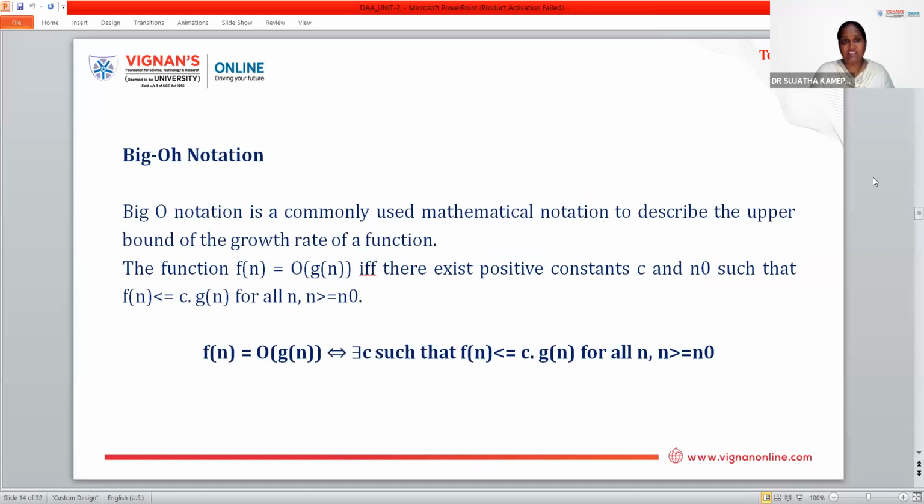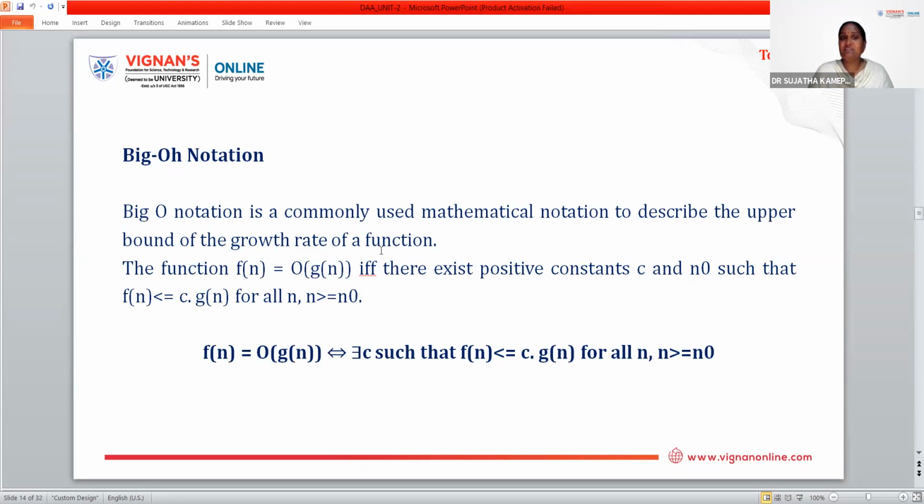Coming to big O notation, big O notation is a commonly used mathematical notation to describe the upper bound of the rate of growth of a function. It always represents the upper bound for time complexity. Now, how can this be mathematically defined?